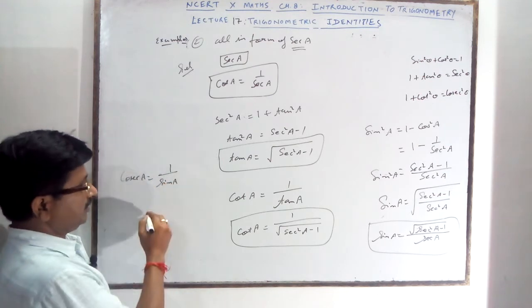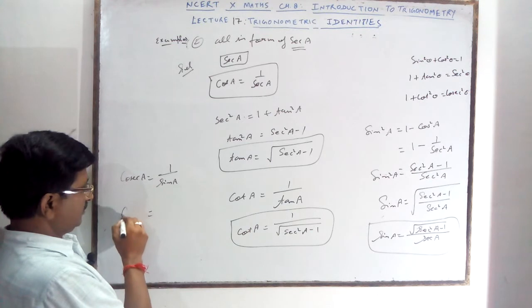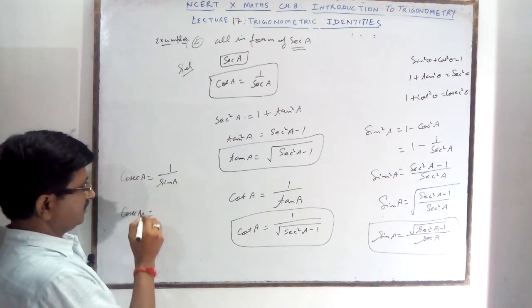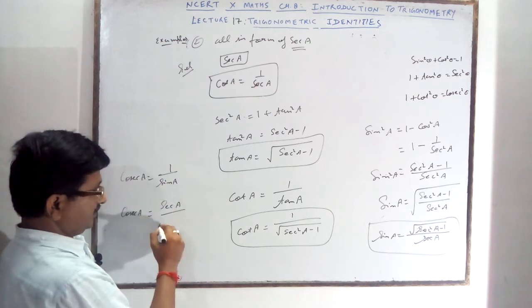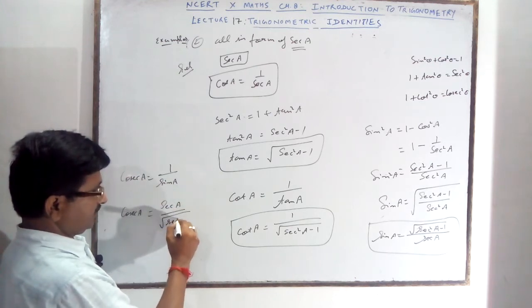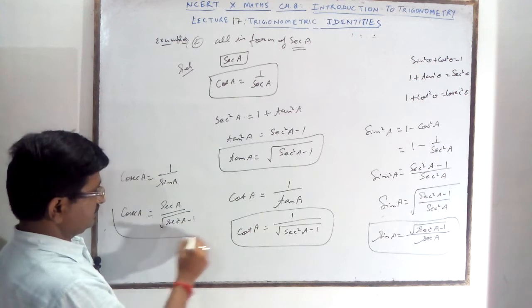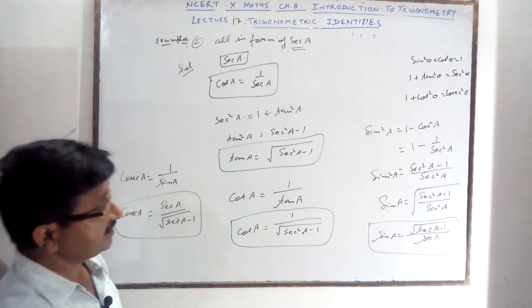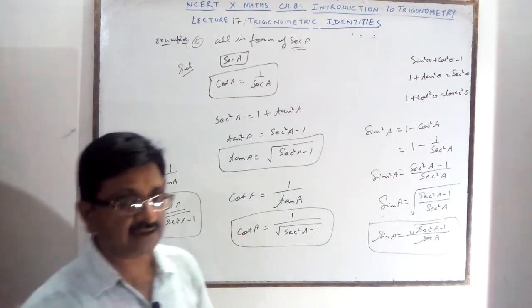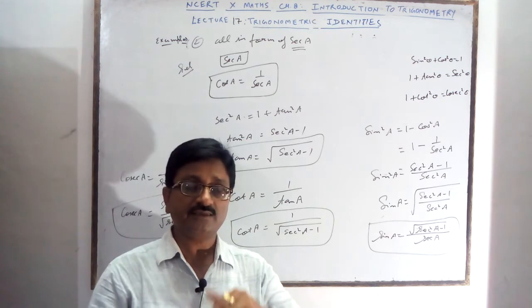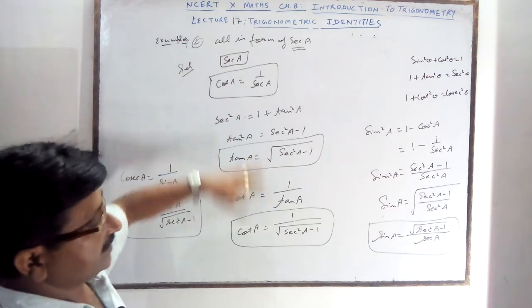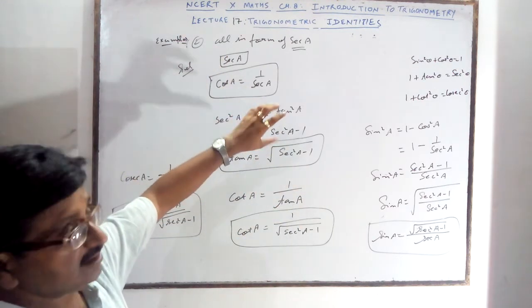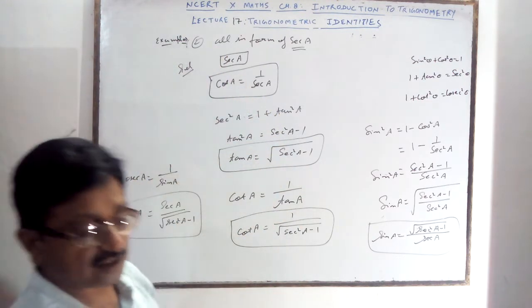So reciprocal. Reciprocal of this, what you have written there? Sine A you have written, so cosec A will be sec A upon under root sec square A minus 1. So cosec also, it means you can represent any trigonometric ratio in the form of another, all are related. By this you are seeing all the trigonometric ratios are correlated.